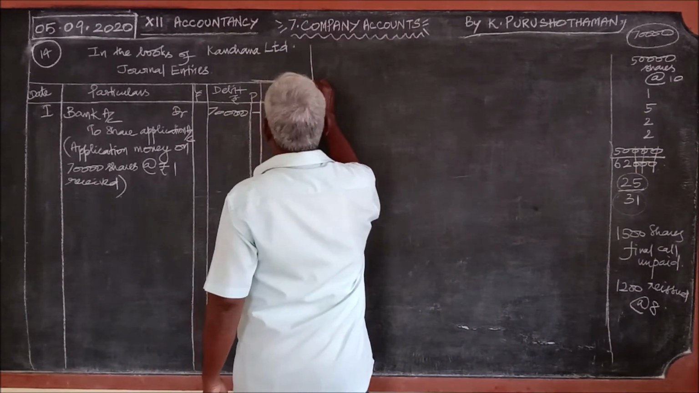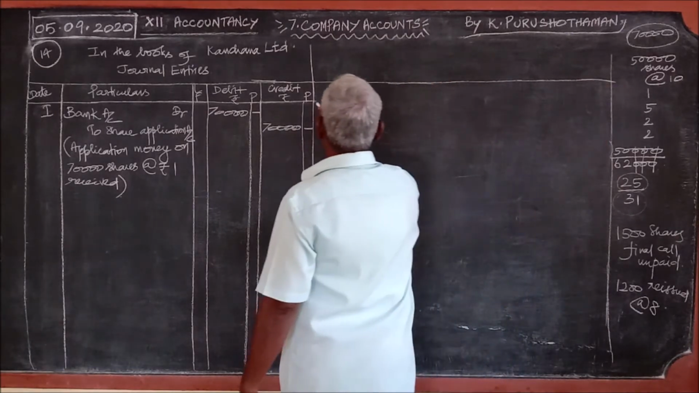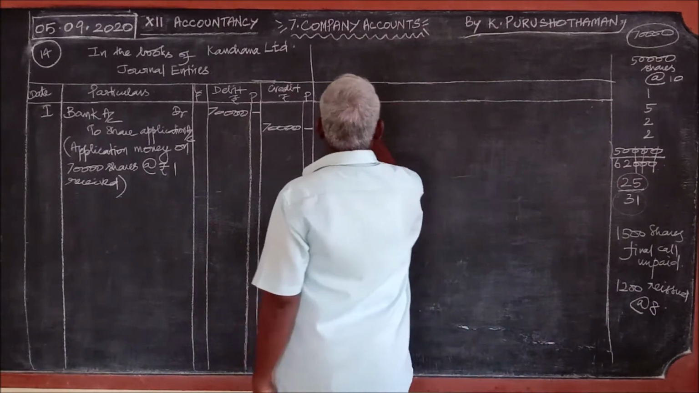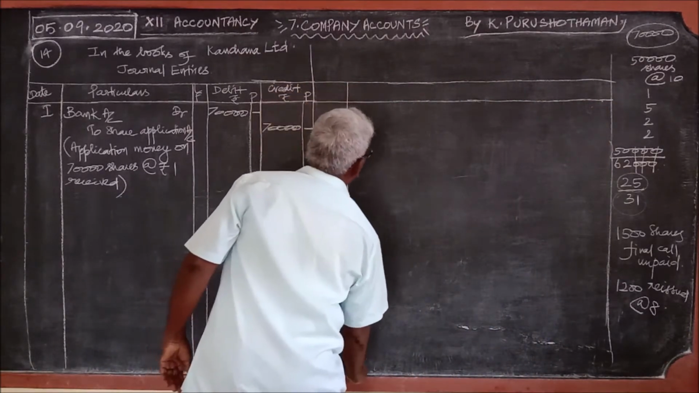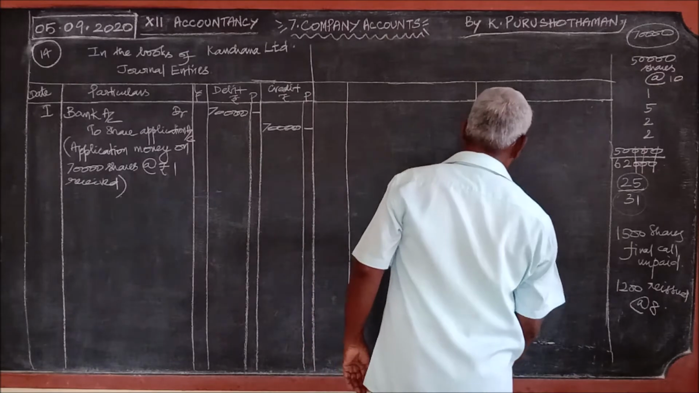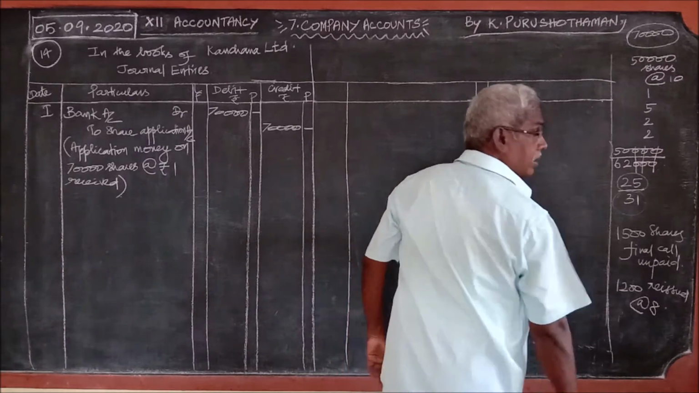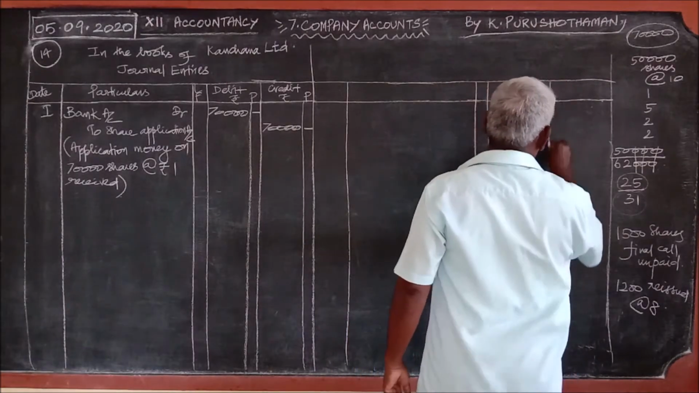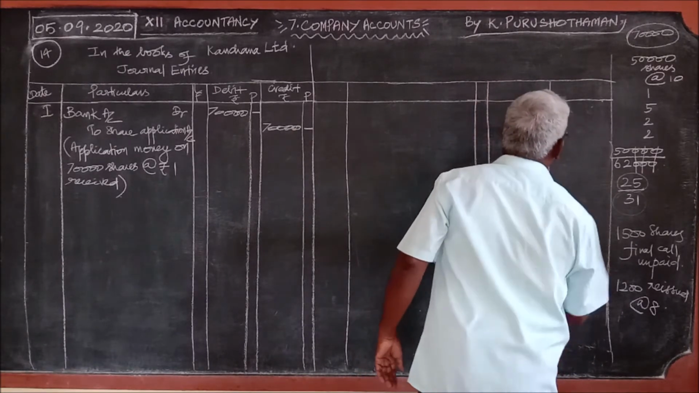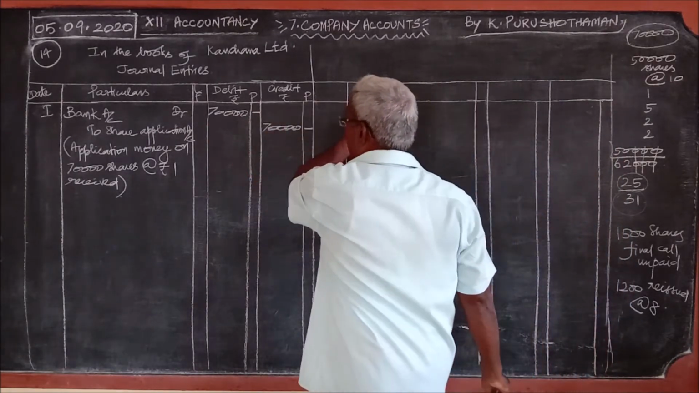What will be the second journal entry for the same application stage? Date, particulars, ledger folio, debit and credit. I hope I need not write the heading; the same heading we are following here.